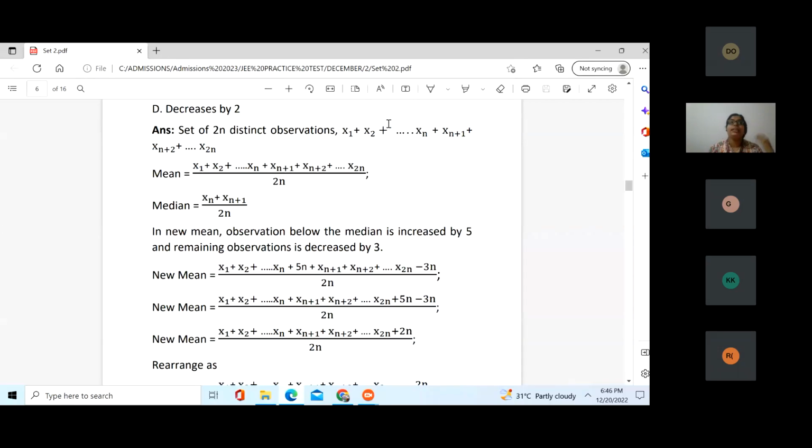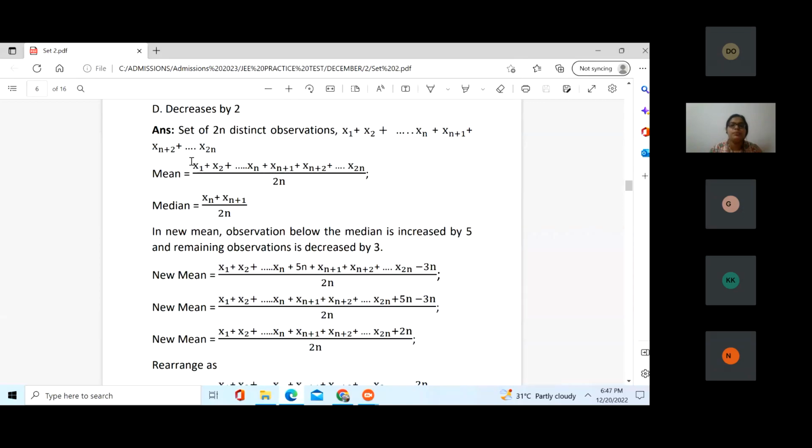Now I need to find the median. For finding the median, I need to have the mean. So what will be the mean? All these values divided by the number of observations, which is 2n. Now, how do we find the median? We'll find the median using the xn plus 1 term. So this is something we understood. This is the basic part of the question. Now we are moving to the second part of the question.